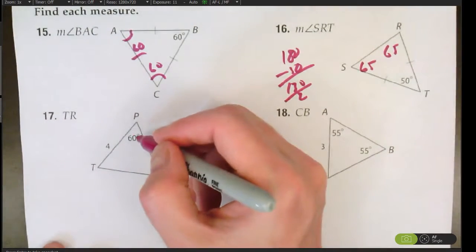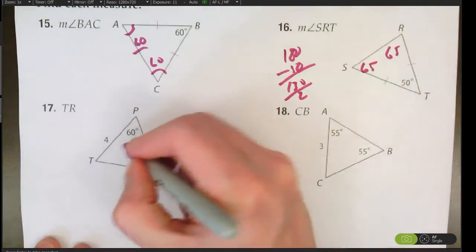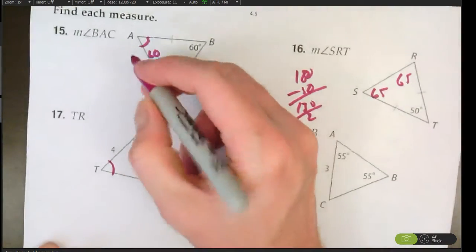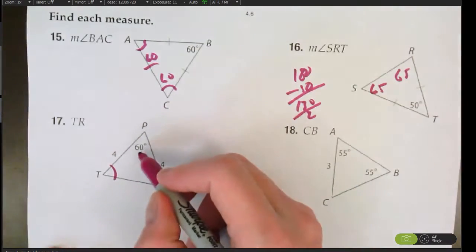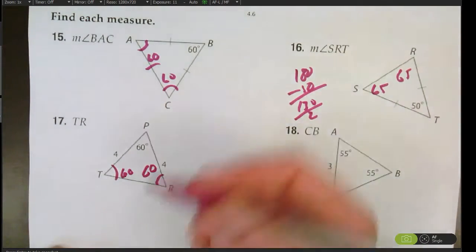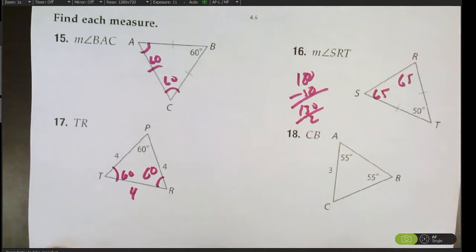Now, on number 17, you're looking for the length of TR. Well, the key to catch this is, hey, this is isosceles, meaning these base angles have to be congruent, and really we're back at the same thing as 15. Oh, this is 60 degrees, so this has to be 60, and this also has to be 60 for that angle. Oh, it's equiangular, meaning it's equilateral as well, so TR is 4.